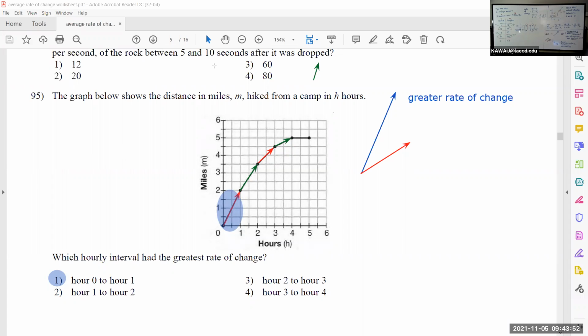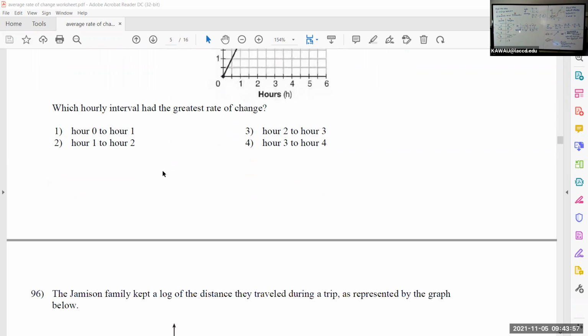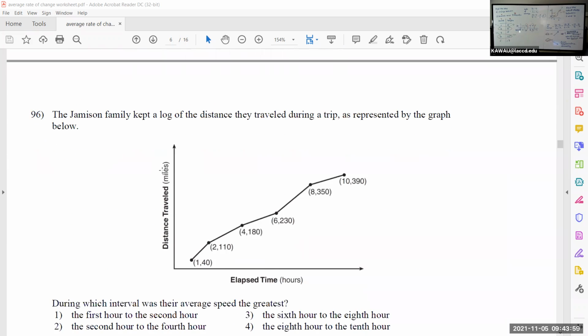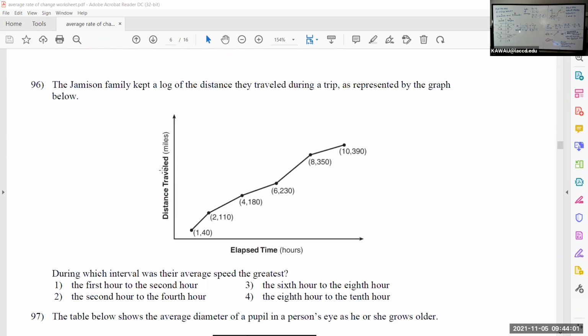So let's clear this. Let's go to the next problem. So let's look at this one. So take a guess of which one had their greatest average speed. So same thing, rate of change and speed are the same thing. So which one of these went up the steepest?